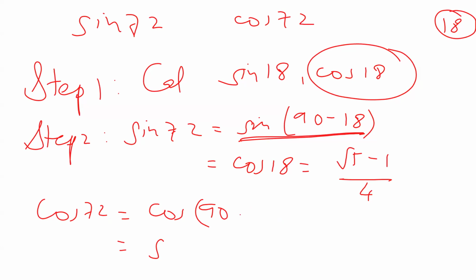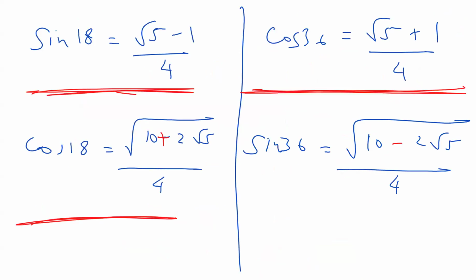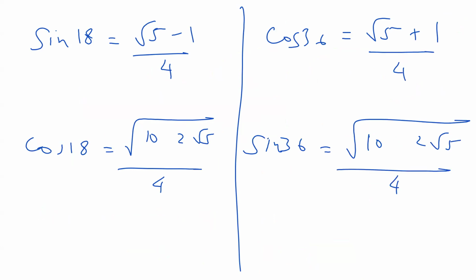Cos 72 is sine 90 minus 18. Okay, sorry. So this will be sine 90, sine 18. And this value you have calculated over here, and you also know the value. So these are the basic values and the basic proofs which will be required for 54 and 72 as well.